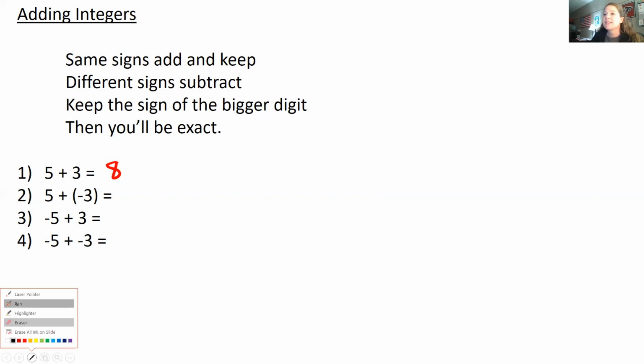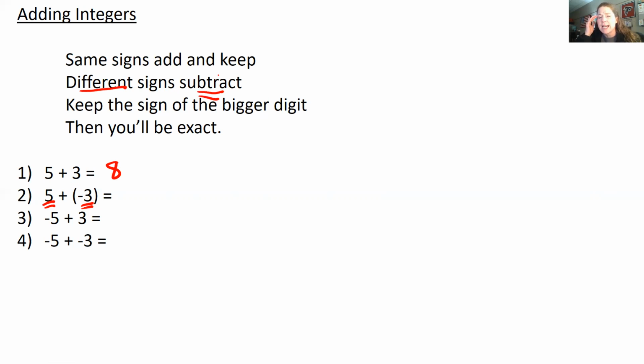It says different signs subtract. Well, we have a +5 and a -3. So guess what that means? It means that they have different signs. So what do we do? We subtract them. So in our heads, we're thinking, okay, what's the difference of 5 and 3? So the difference of 5 and 3 is 2. So that means the answer has to be either -2 or +2.